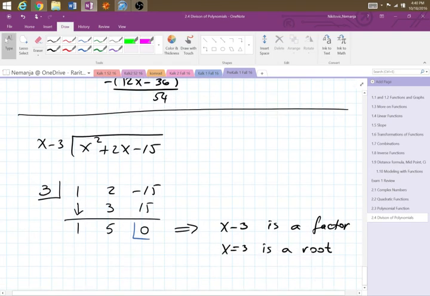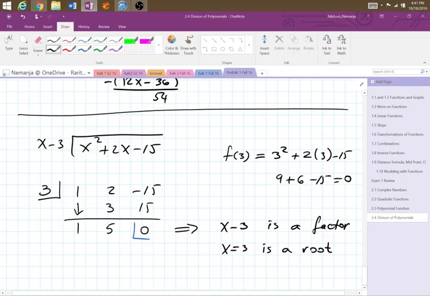Now, if you want to skip this calculation, you already know that you are supposed to check at 3, you can just do f of 3 instead of doing all this work. So that's going to be 3 squared plus 2 times 3 minus 15, and you see that it's 9 plus 6 minus 15, which is equal to 0, which again tells you that the remainder is 0 by the remainder theorem.